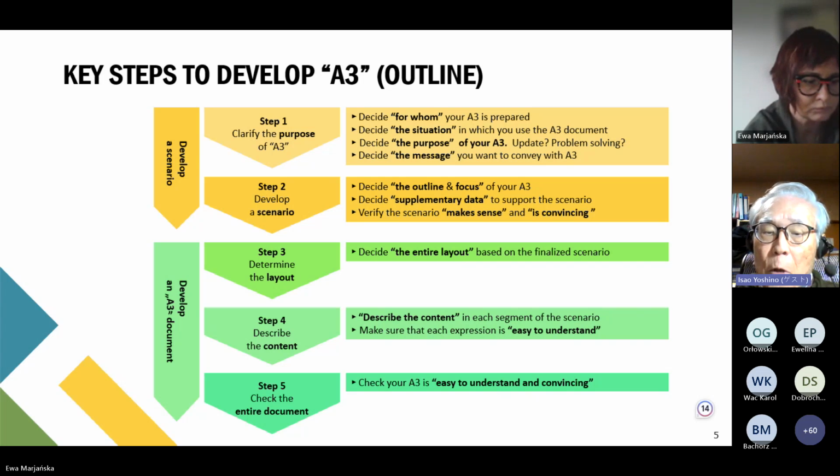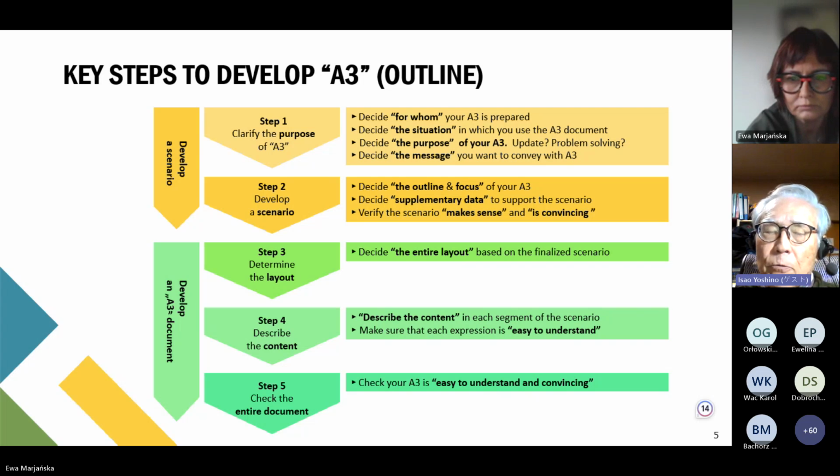Then step 4, based on your idea of layout, it's a blank layout. Then you put some sentences in those boxes, actually describe and write down what you think is important to convey. Describe the content. That's step 4.